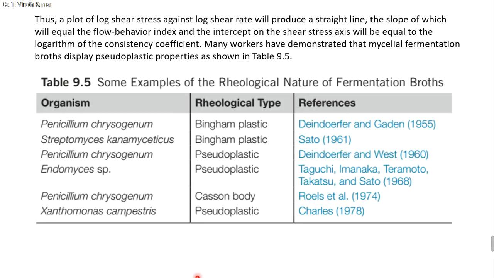And these are examples of the different rheological natures of fermentation broth. Coming to fermentation, we have to apply the physical properties of the fluids in the bioreactor. For example, if you are using the organism Penicillium chrysogenum, the rheological type is Bingham plastic, and Streptomyces kanamyceticus is also Bingham plastic. Penicillium chrysogenum is a pseudoplastic, and Endomyces species is pseudoplastic. But a different strain of Penicillium chrysogenum, not the same one, will behave as a Casson body. The same organism behaves in two different manners, Bingham plastic and Casson body.